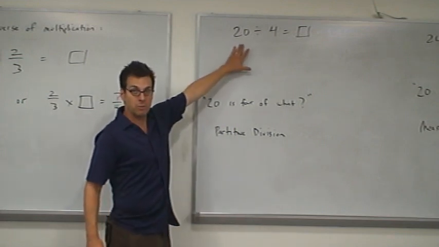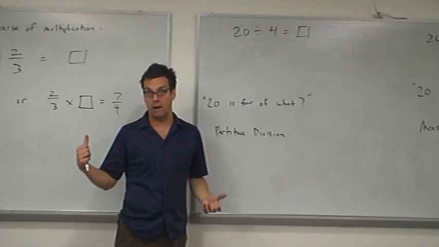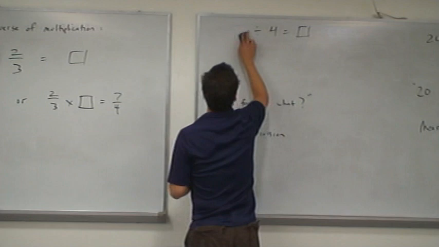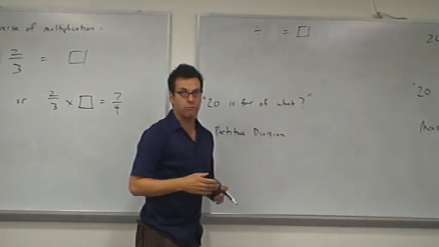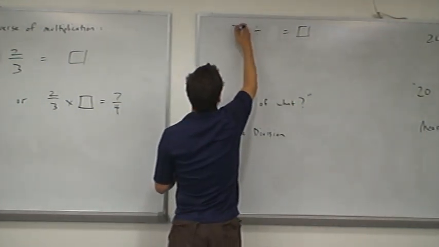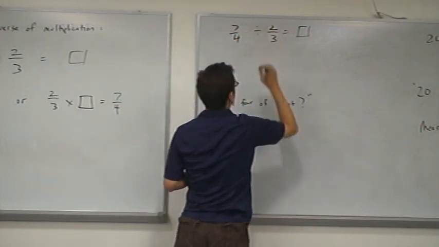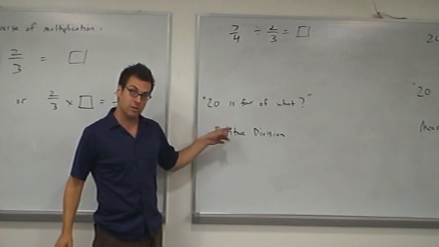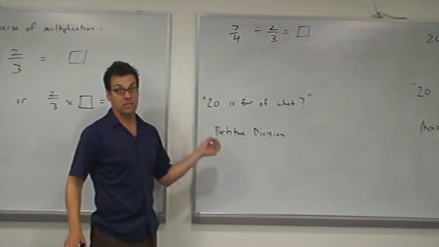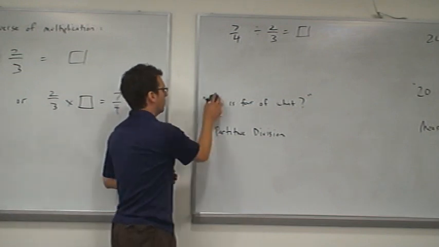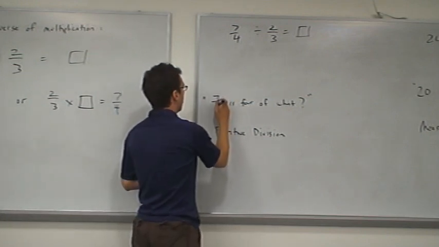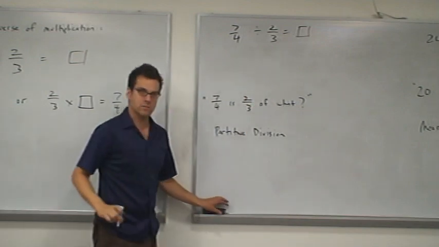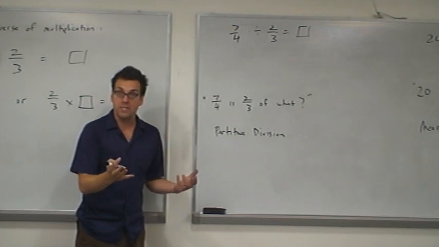Okay? So now all I'm going to do is replace wherever I see a 20. 20 was the dividend in my previous problem, and 7/4 is the dividend in my new problem. So I'm going to replace 20 with 7/4, and I'm going to replace my old divisor of 4 with my new divisor 2/3. So my new problem again is 7/4 divided by 2/3. I'm going to do the same thing in this interpretative question. So instead of the question reading 20 is 4 of what, now it's going to read 7/4 is 2/3 of what? Again, the interpretation is exactly the same.